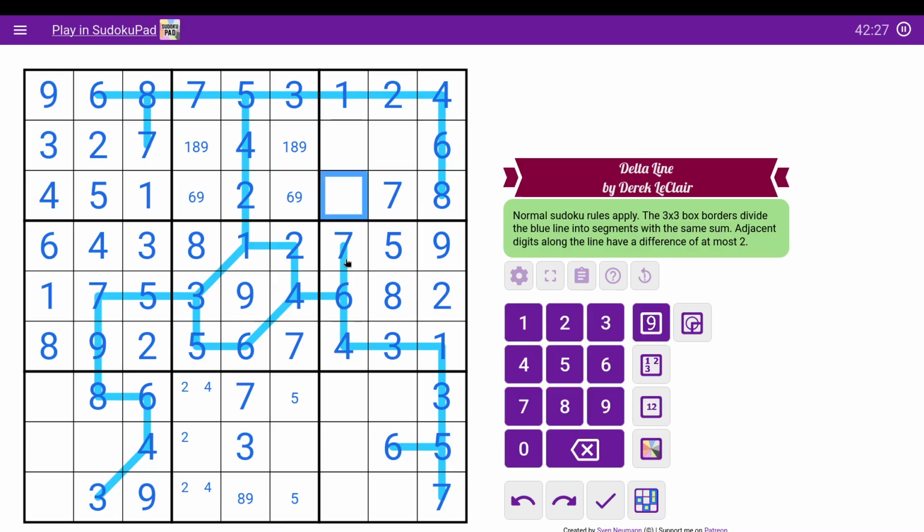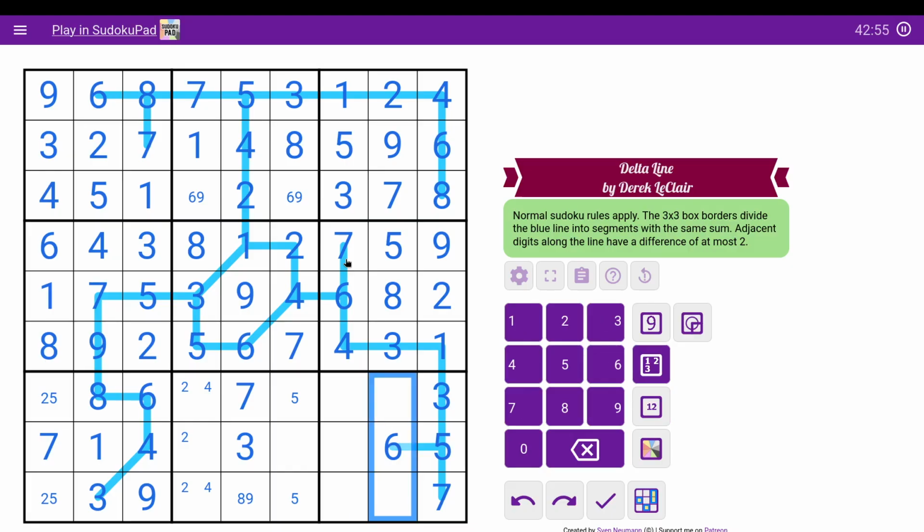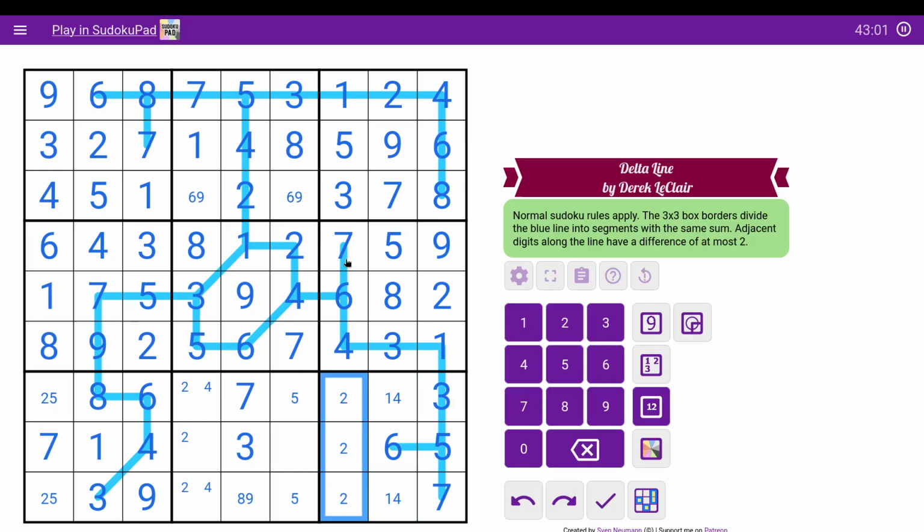That's 9. This must be... No, we have 8 already. 3 we lack. And 5 and 9. And 1, 8. 1, 2, 5, and 7. Well, I know where the 7 goes. We again have a 1 and a 4. 2, 8, 9. No 8. No 9. Other order.